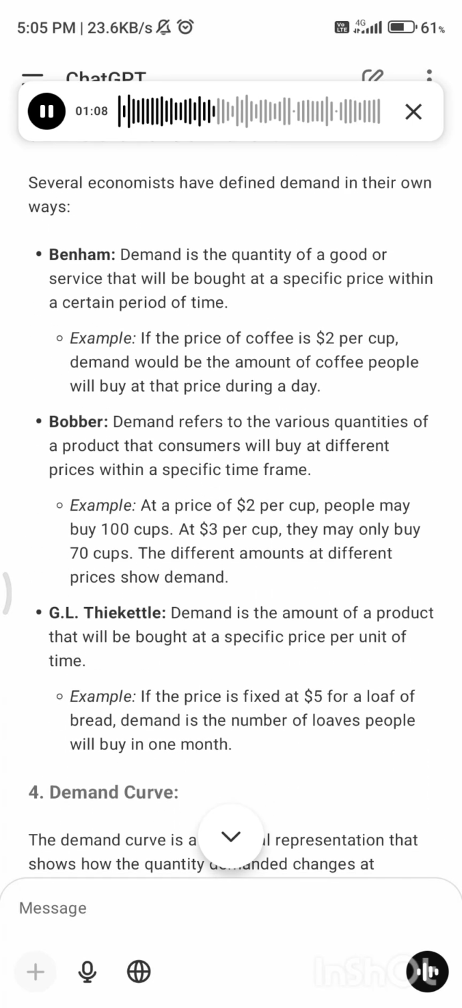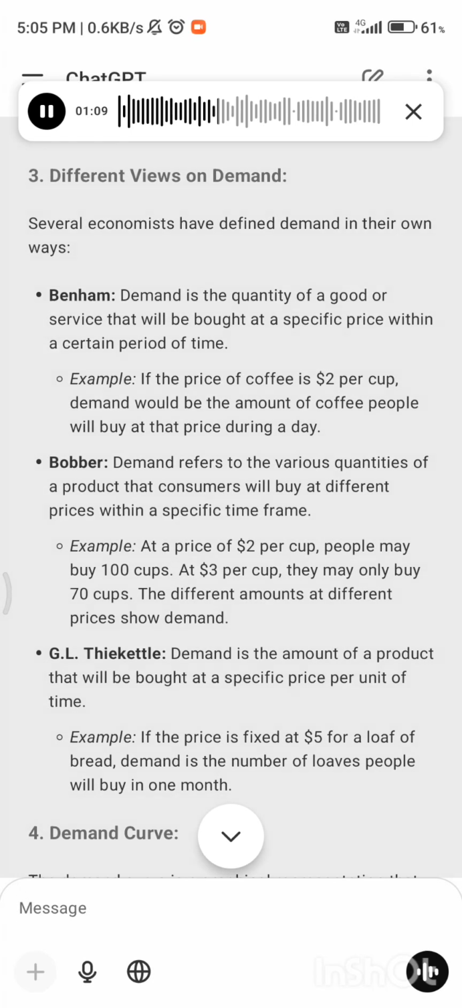Different views on demand. Several economists have defined demand in their own ways. Benham. Demand is the quantity of a good or service that will be bought at a specific price within a certain period of time. Example: if the price of coffee is $2 per cup, demand would be the amount of coffee people will buy at that price during a day.